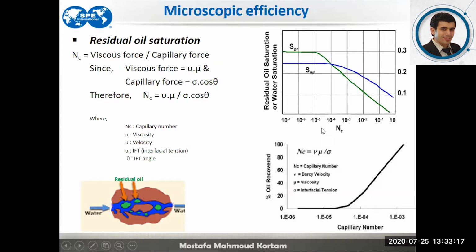By increasing the capillary number, which means increasing the viscous force and reducing the capillary force, we would have a lower residual oil. So a higher capillary number will minimize the amount of residual oil trapped there, while the opposite is true. A lower capillary number would leave much more oil trapped and entrained within the pore space.